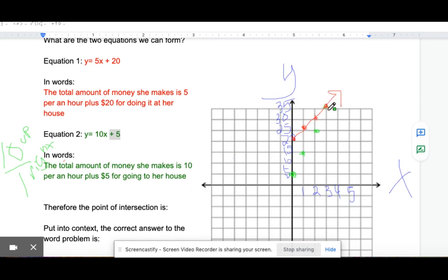And then this is the point where they cross. So thankfully, with my scale of by 5 on my y-axis, I was able to get them to cross. And they're crossing right here at this point, which has an x of 3, and the y amount is at 35.